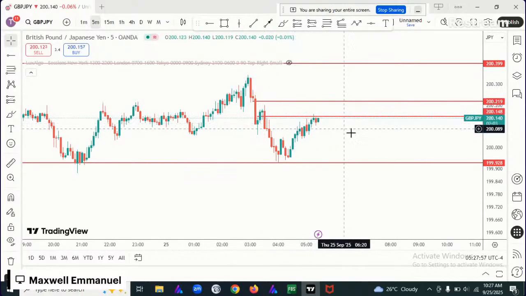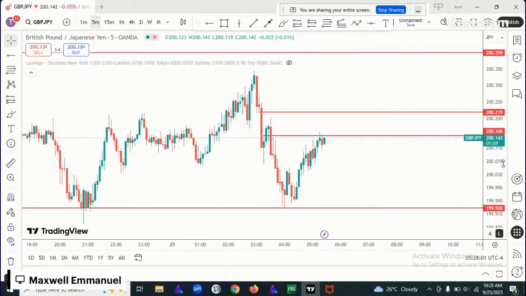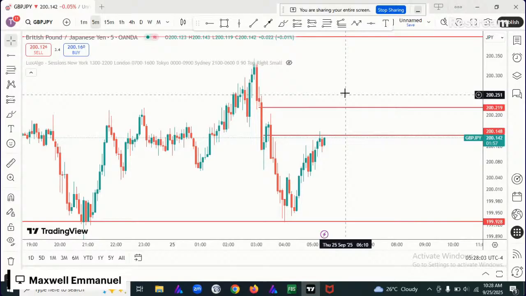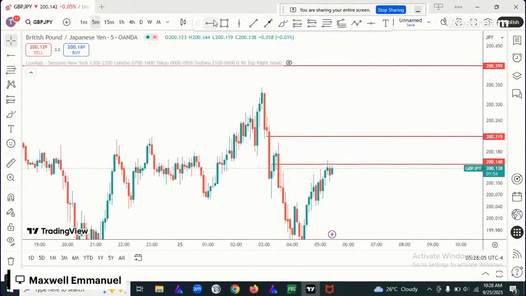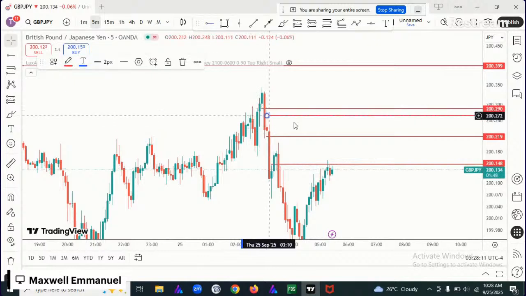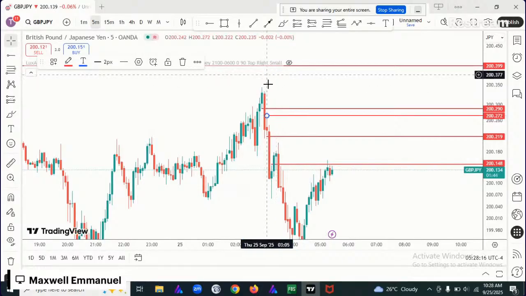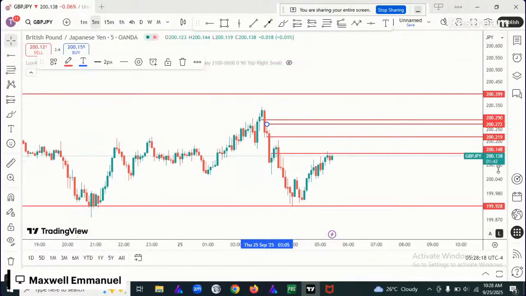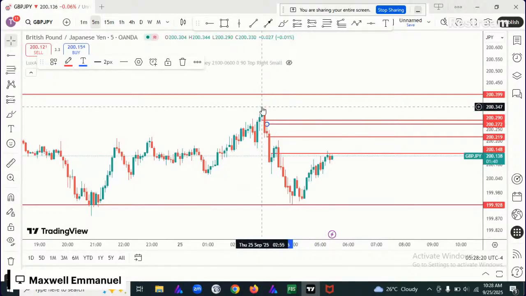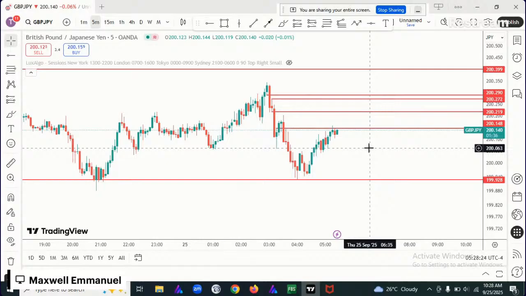Okay, so I'm bearish on GBP JPY today. We also have this fair value gap here that it might come to play. This means that if I'm taking this trade, if I'm selling from this zone, my stop loss would be this high or a few pips above this high. That's my take on GJ.